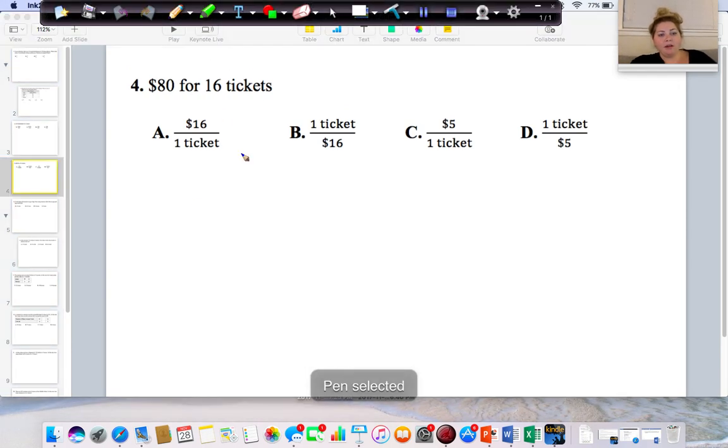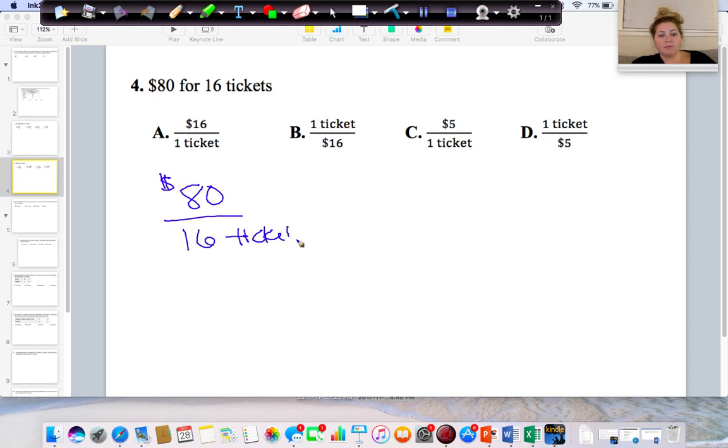Okay, this one, we've got $80 for 16 tickets. And we are trying to get a unit rate, which means we need a denominator of 1. And then just divide top divided by bottom. 80 divided by 16.